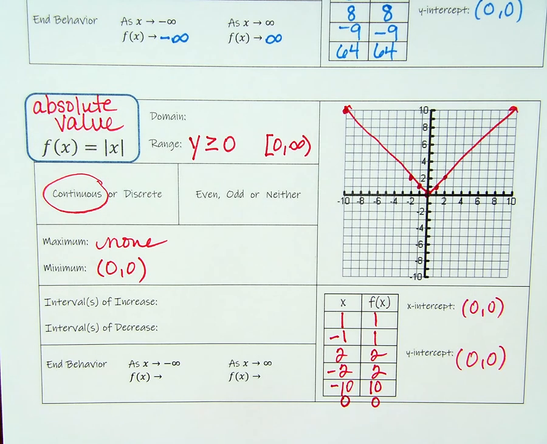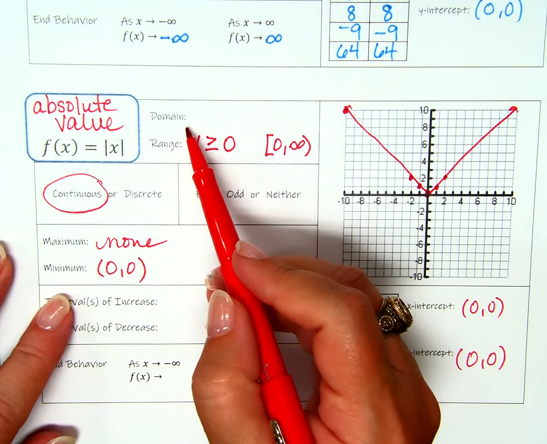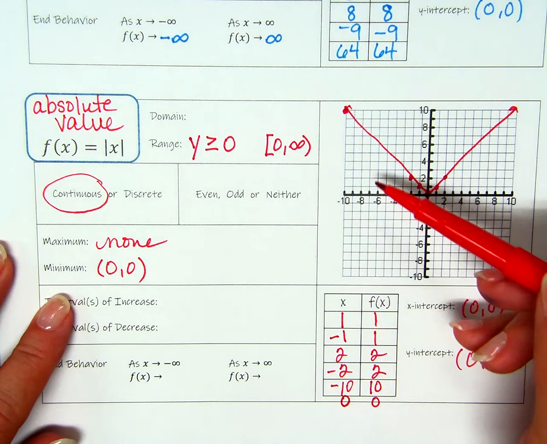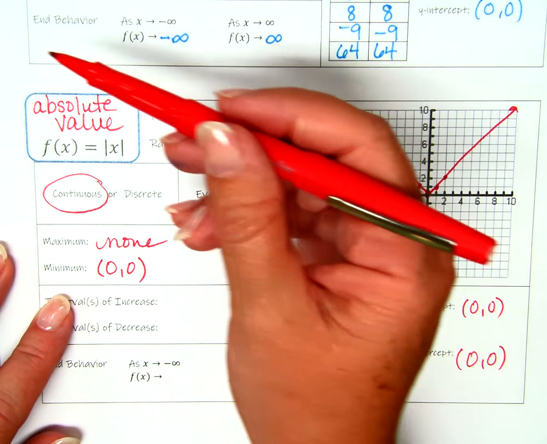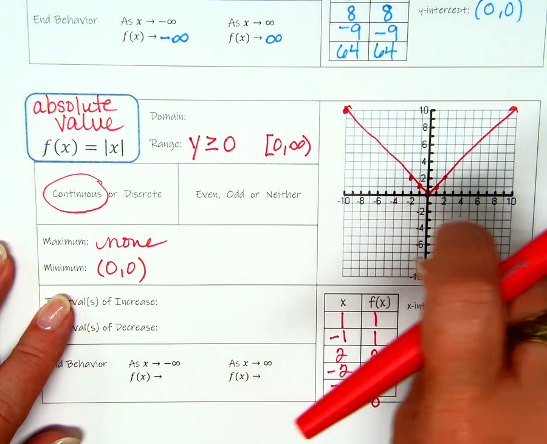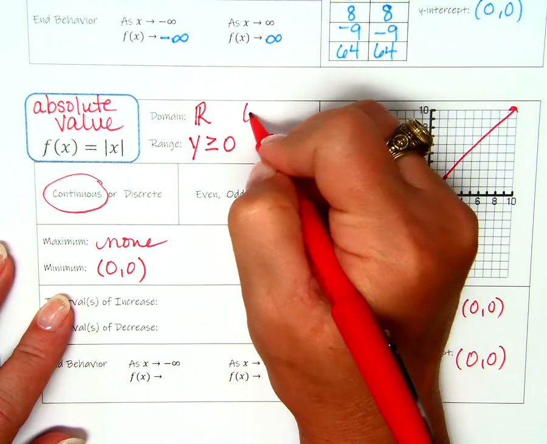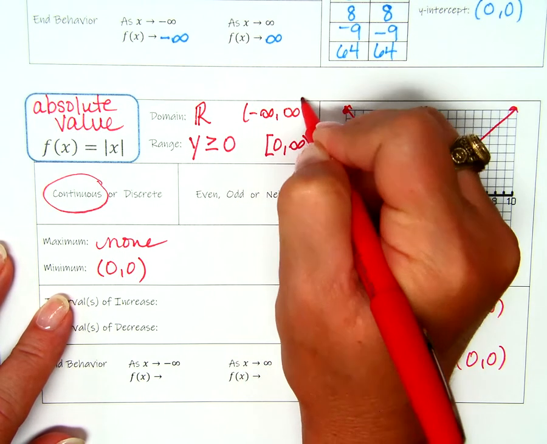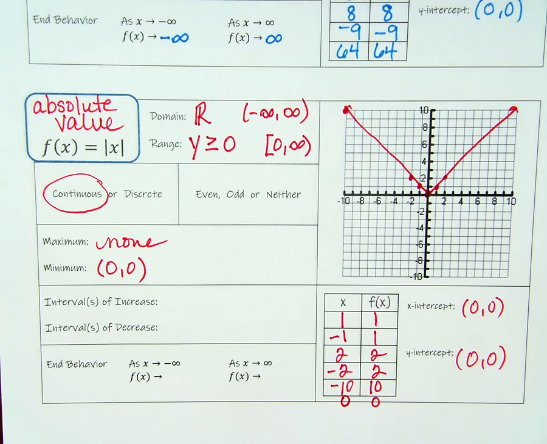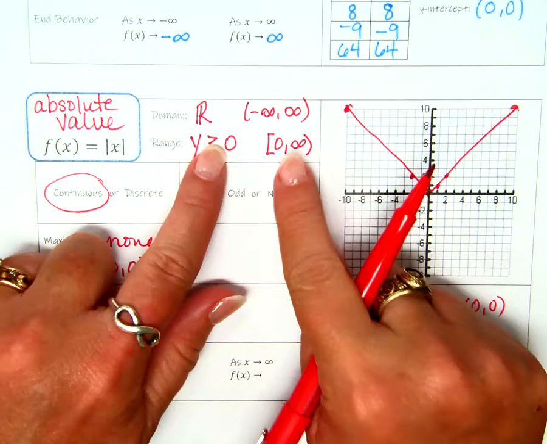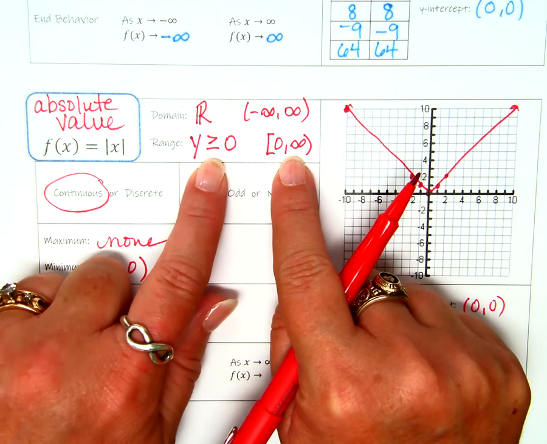Is that fair? Okay. So what's the domain? How far to the left does it go? All the way? And how far to the right? All the way. So we write all real numbers or negative infinity to positive infinity, right? Yes, sir. So the two ways for range, are those just interchangeable? They are.